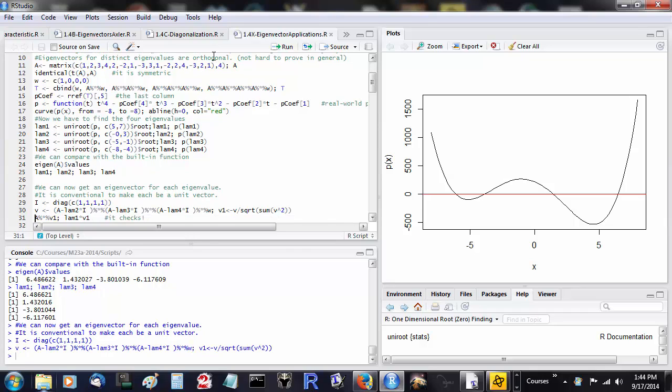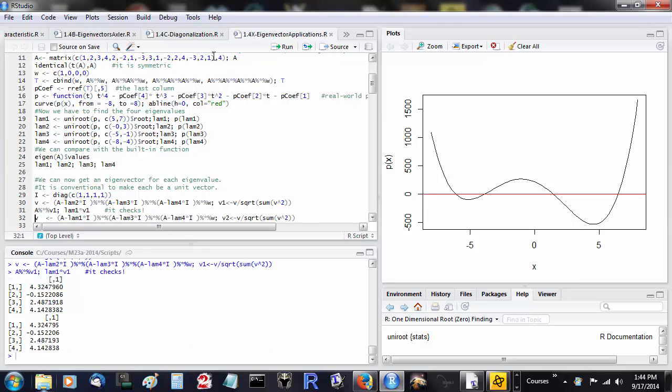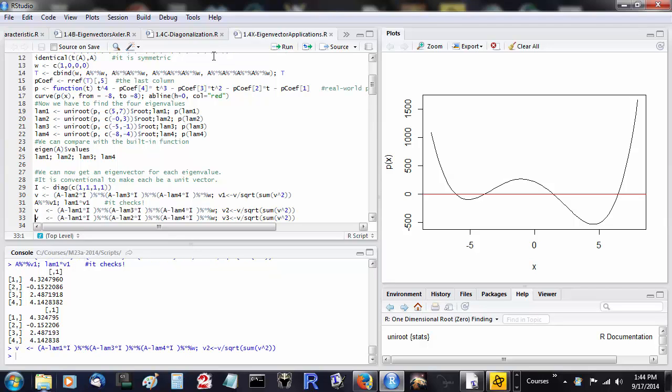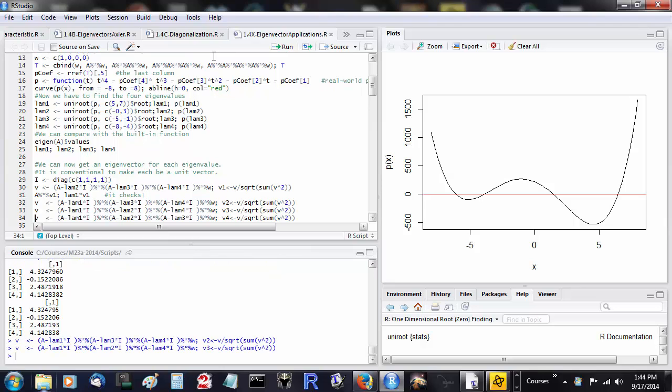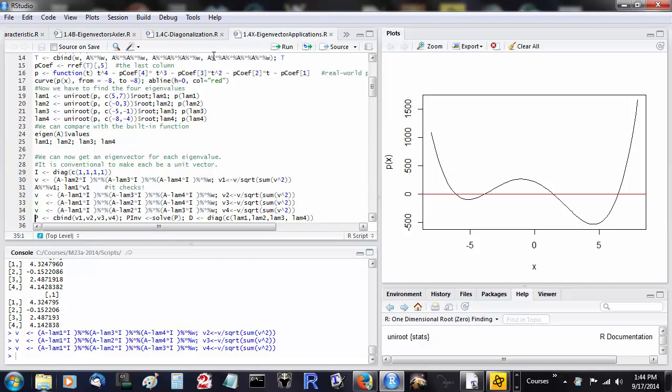I can check it. I apply A to it. I multiply it by lambda 1. I get exactly the same result in both cases. Now that we know this works, let's do the same thing to get the eigenvector for eigenvalue 2, for eigenvalue 3, and for eigenvalue 4. And as we have always done, let's bind the 4 eigenvectors together into a matrix which we'll call P.